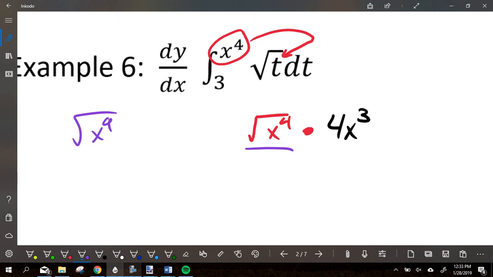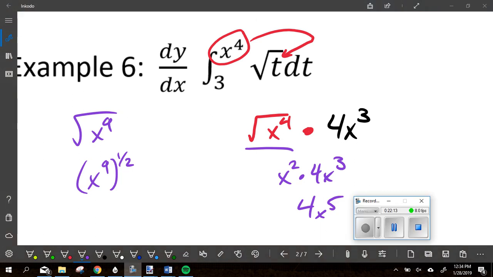The answer is to the 9/2, right? Because what does square root mean? It means you are raising something to the 1/2 power. How do you deal with power on powers? You multiply them, okay? So be careful with that. That's something you might have forgotten. But this is times 4x cubed. My answer is 4x to the 5th.